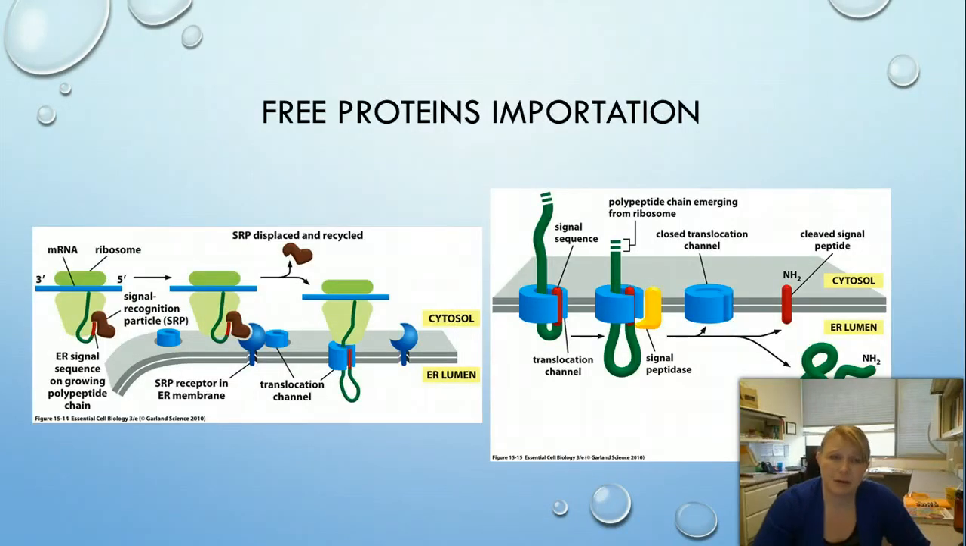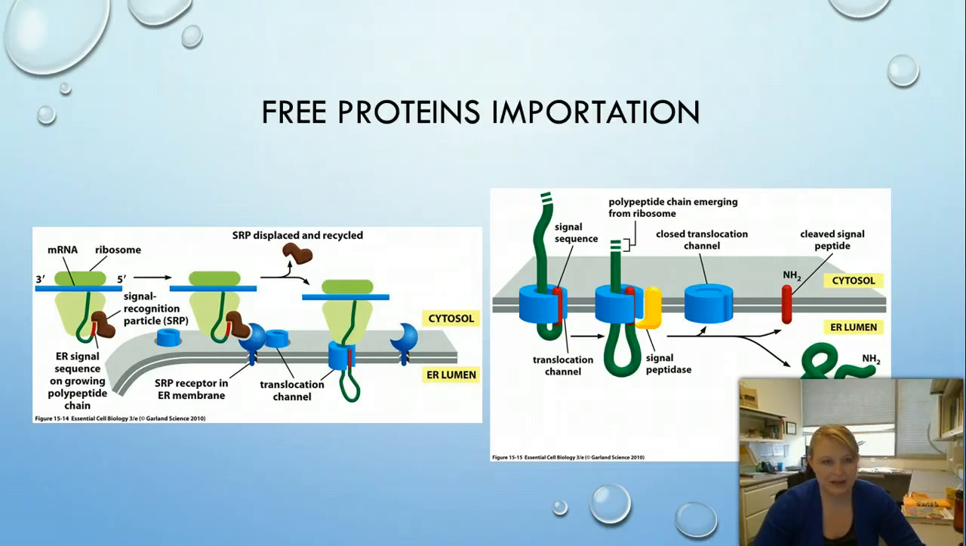So let's talk about how free proteins are imported. And this is similar to what we just talked about with the ER. So what you can see here is we have the ER signal sequence on a growing polypeptide chain. You can see that little signal sequence, and it's got a signal recognition particle. That SRP is going to help guide this protein to the translocation channel on the ER.